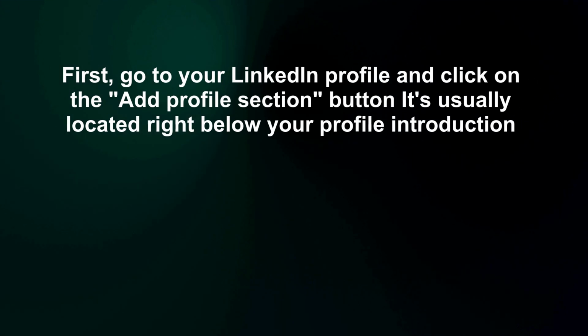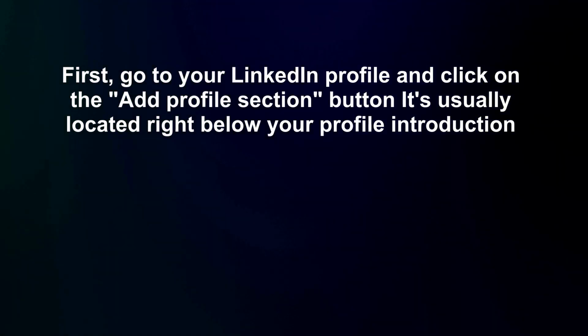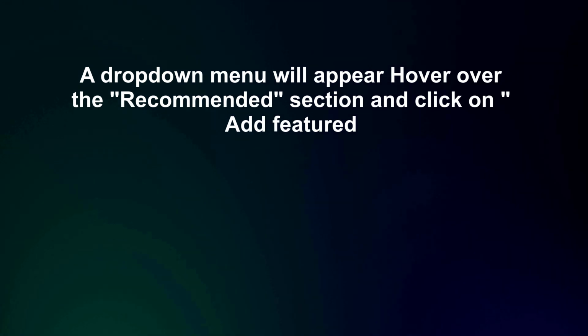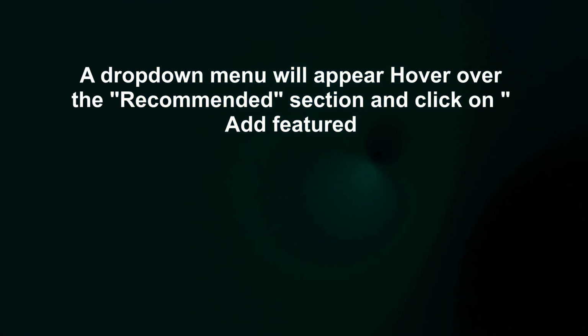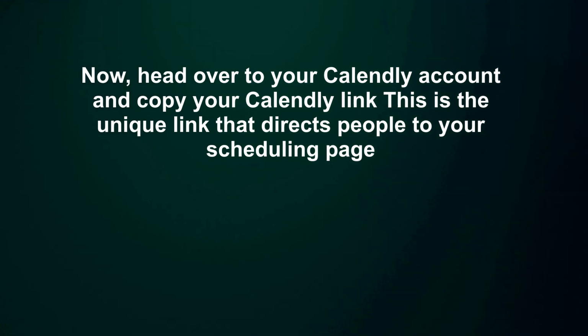First, go to your LinkedIn profile and click on the Add Profile section button. It's usually located right below your profile introduction. A drop-down menu will appear. Hover over the recommended section and click on Add Featured. A new window will pop up. Choose Add Link.